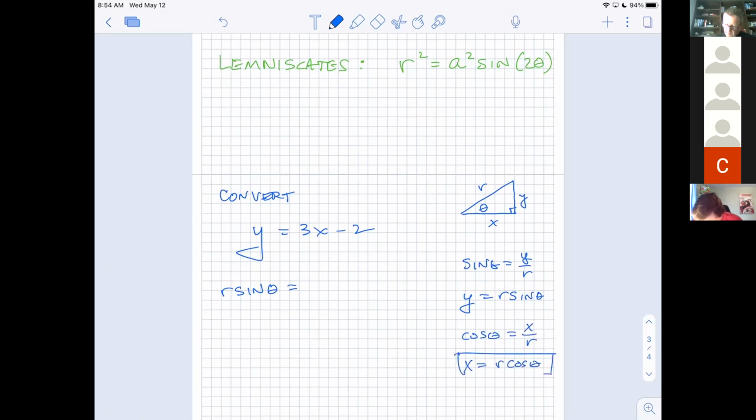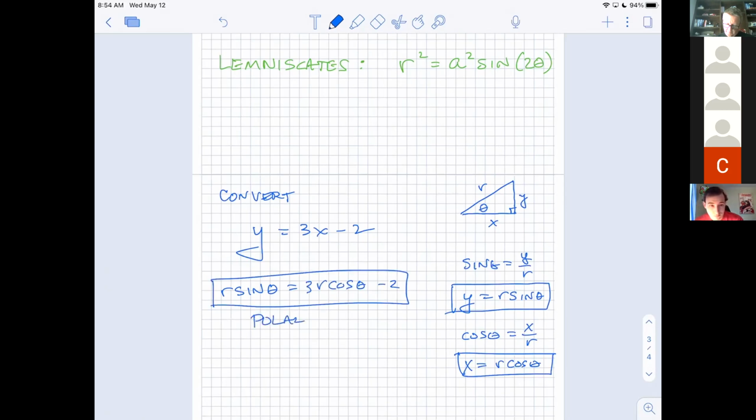So again, in your book, you're going to see these conversions as though you need to be told that, as though they're somehow brilliant. No, this is SOHCAHTOA. You should be able to make this for yourself. So, okay, on the other side, then it'd be 3 times x, except we just said x was equal to r cosine of theta. Done. Polar form. Rectangular form.